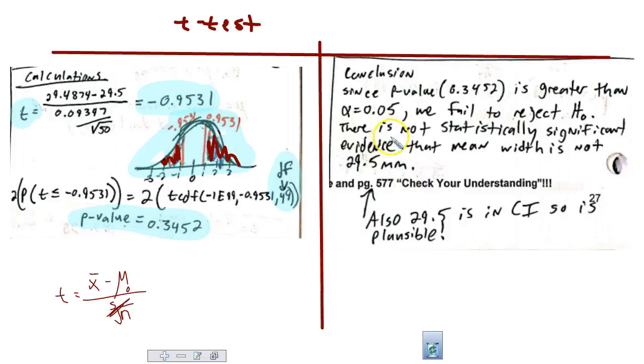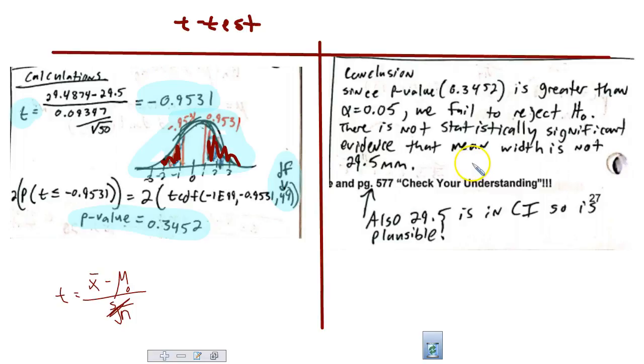Your conclusion should have a linkage between the p-value and the significance level, and a decision based on that linkage. So in this case, since our p-value of 0.3452 is greater than the alpha level of 0.05, we fail to reject the null hypothesis. That means that there is not statistically significant evidence that the mean width is not 29.5 millimeters. We don't have evidence that it is something else.